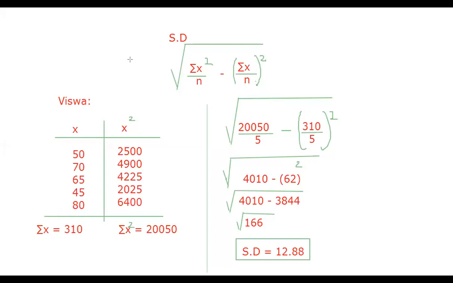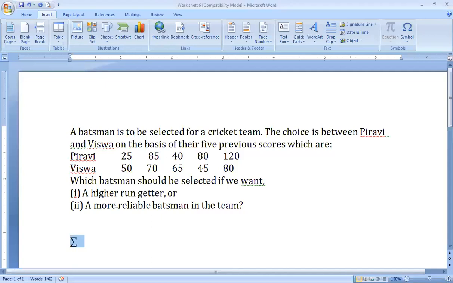Pravi secured 33.91 and Vishwa is 12.88. So we can select Pravi. Based upon his previous five records, he has secured the highest value compared to Vishwa. So he is the person who can secure the highest score. Next, we need to find who is going to be the more reliable batsman in the team.